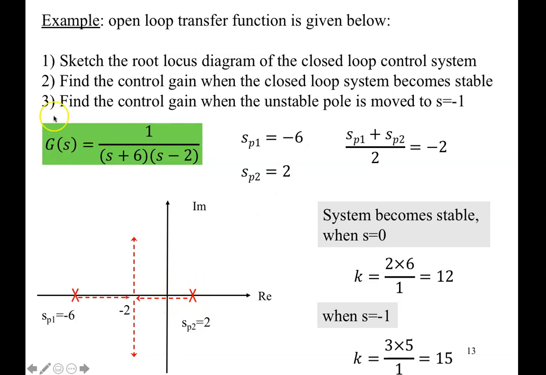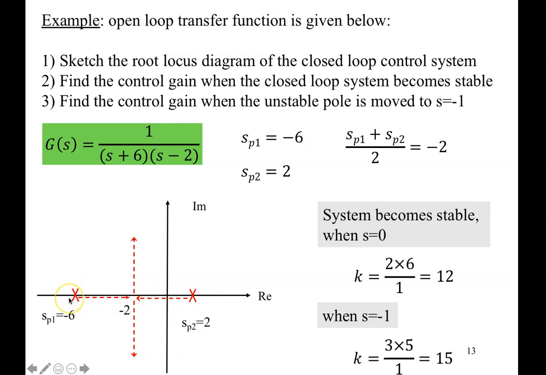But if we look at part 3 of the question, we find the control gain when the unstable pole is moved to s equals -1. In this case, we not only want to move to here, we want to move a bit further to give us some margin for stability. So it becomes more stable, -1 there. When you want to work out this one, if the test point is -1, now I need to work out the distance between -1 and 2. -1 and 2, that's 3.